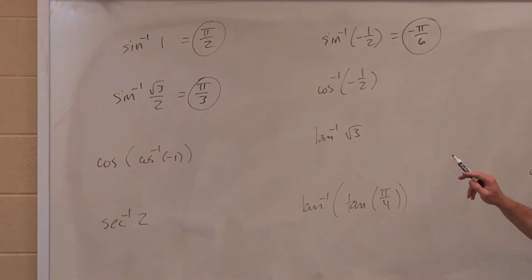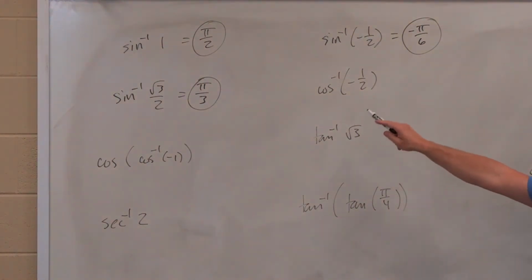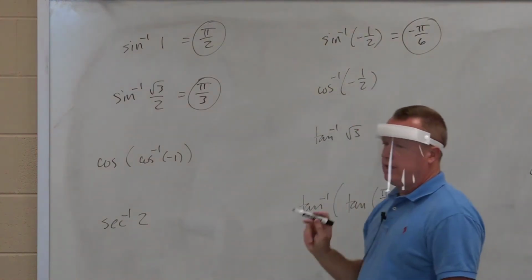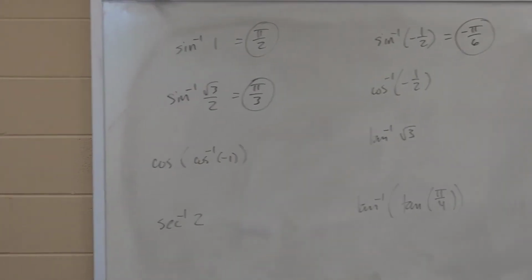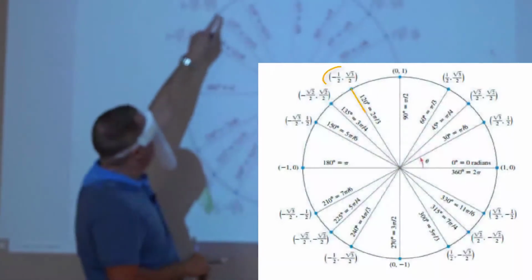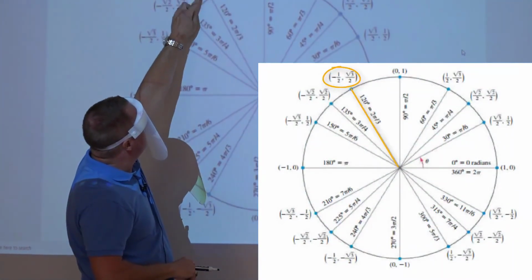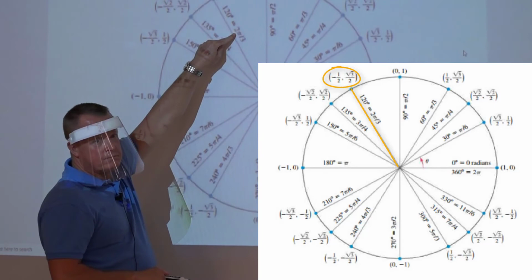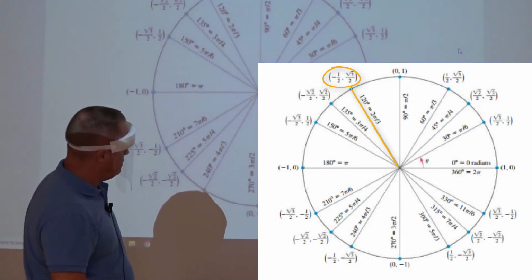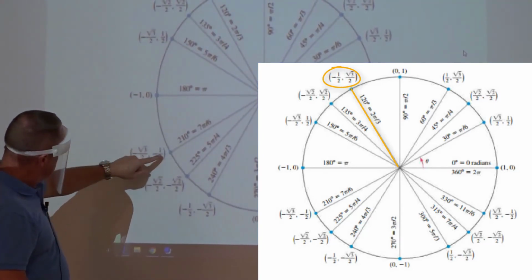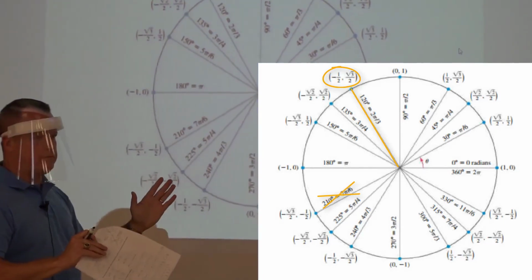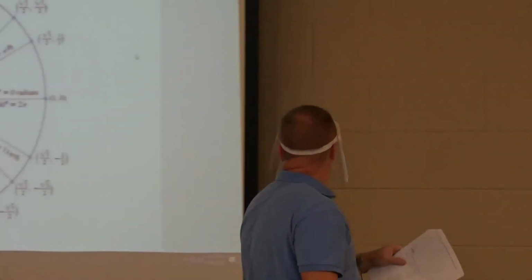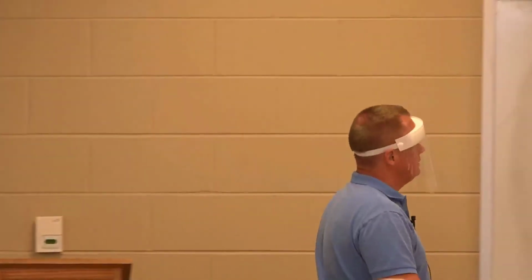Okay, inverse cosine of negative 1/2. So remember, inverse cosine is defined in what quadrants? 1 and 2. So the x is negative 1/2 in quadrant 2 right there. So 2 pi over 3. It is not 7 pi over 6, because that's not where the domain is restricted. So 2 pi over 3.